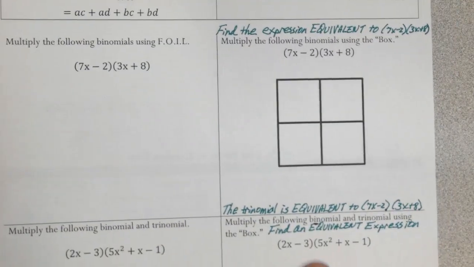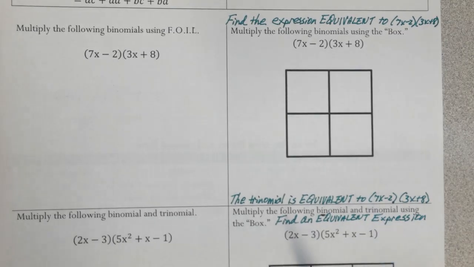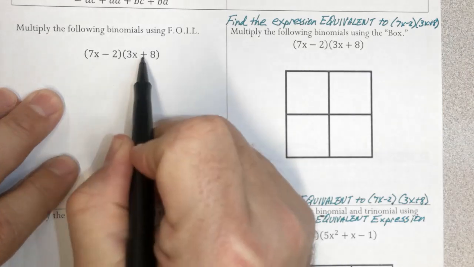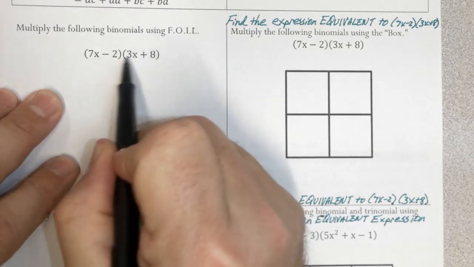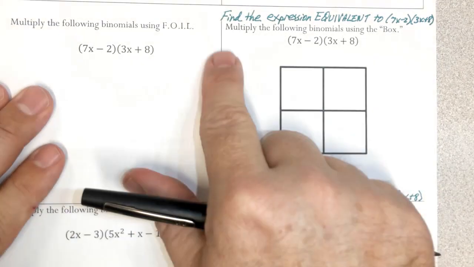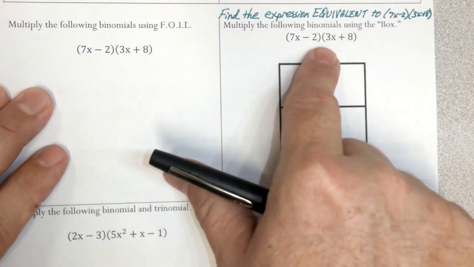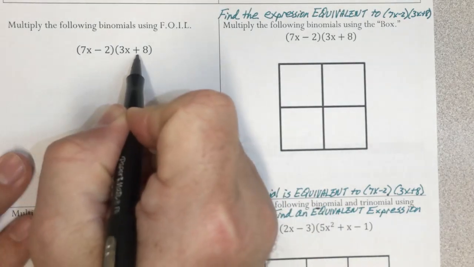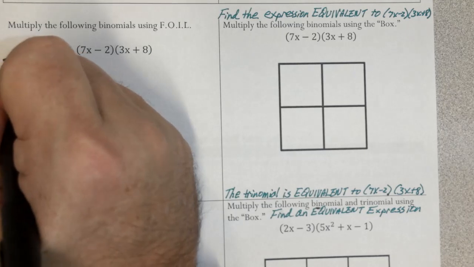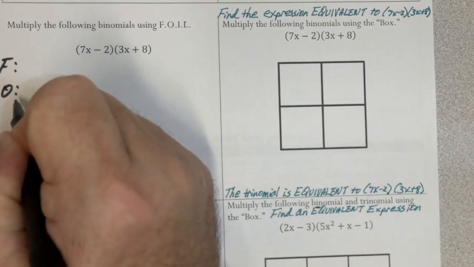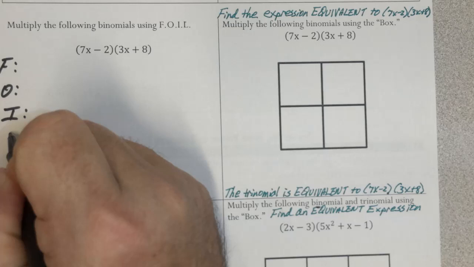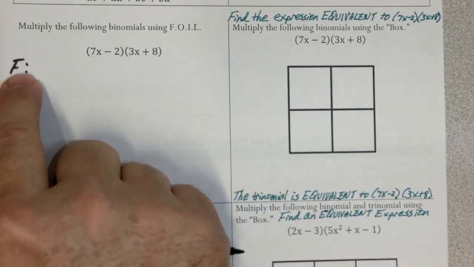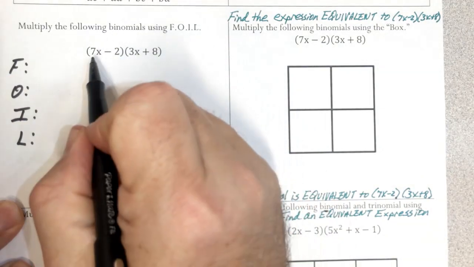So let's tackle the FOIL method first. Again, you use the FOIL or the box when you have two binomials. So to multiply two binomial expressions, we have to use either the FOIL or the box. To do the FOIL method, we have 7x minus 2 times 3x plus 8. So we're going to spell out FOIL. Okay, so FOIL. The F represents the first, so we're going to multiply the first terms.